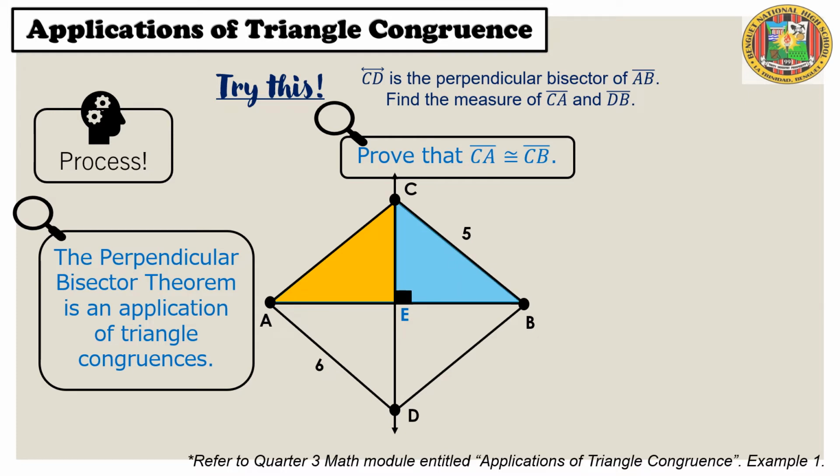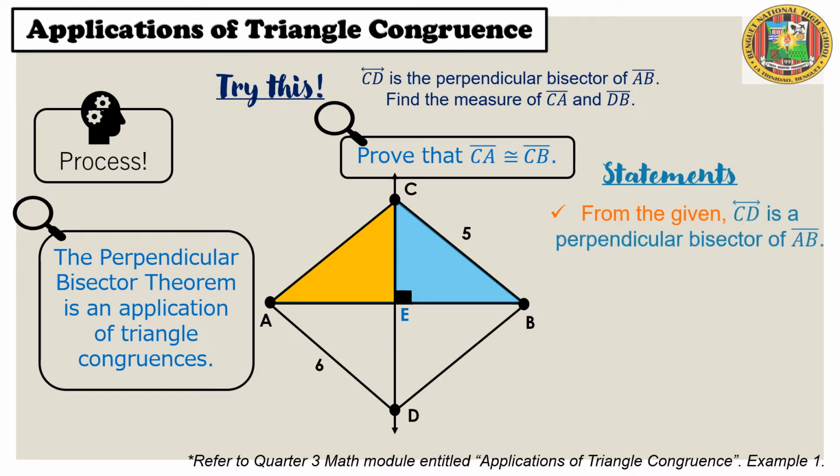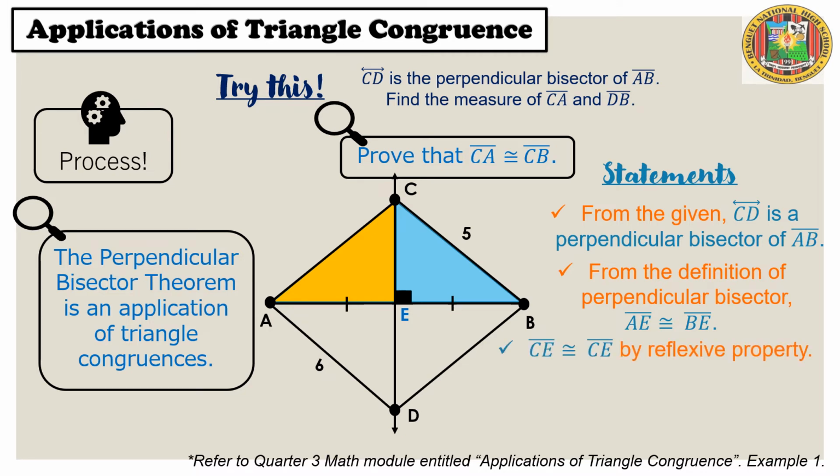Let us do a simple proof. From the given, we know that line CD is a perpendicular bisector of side AB. Next, from the definition of the perpendicular bisector, we state that side AE is congruent to side BE. From the figure, we state that side CE is congruent to side CE by the reflexive property.